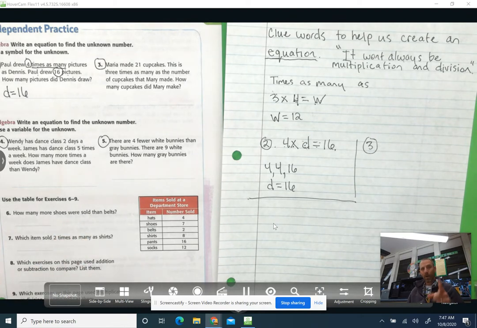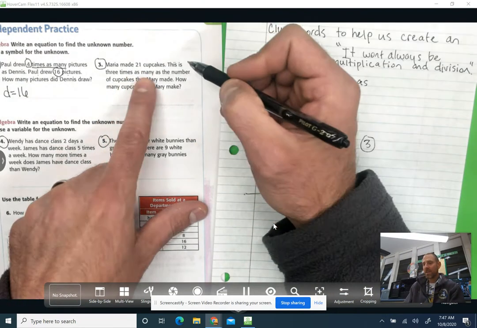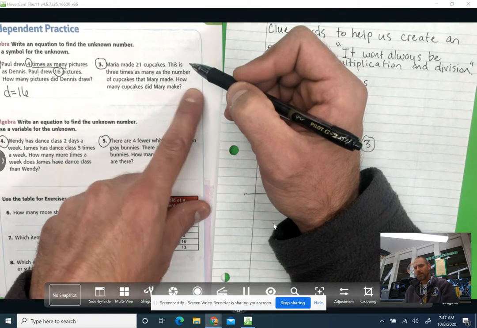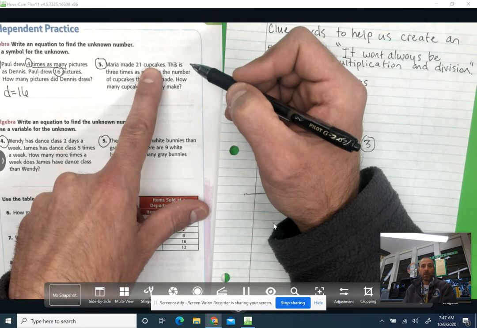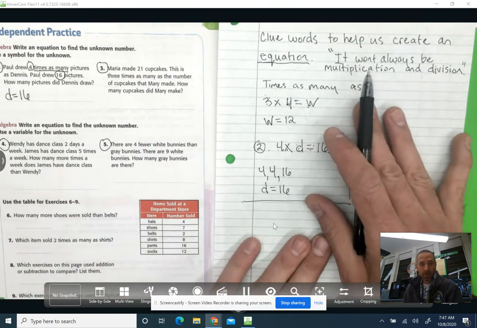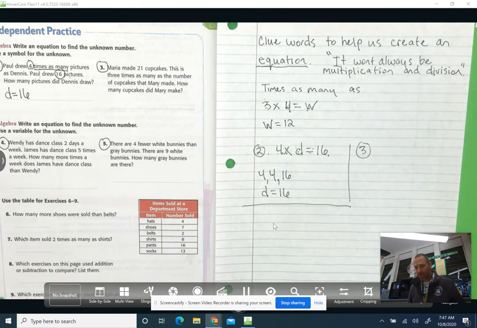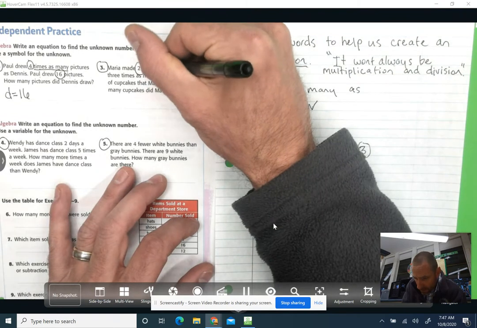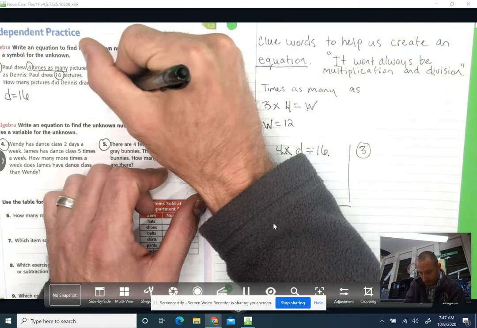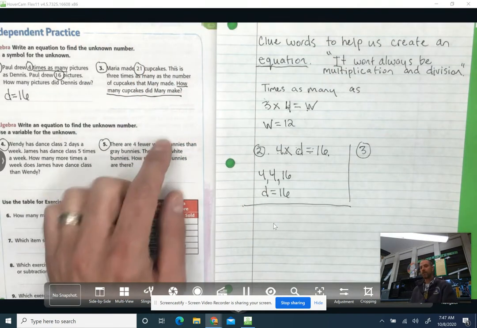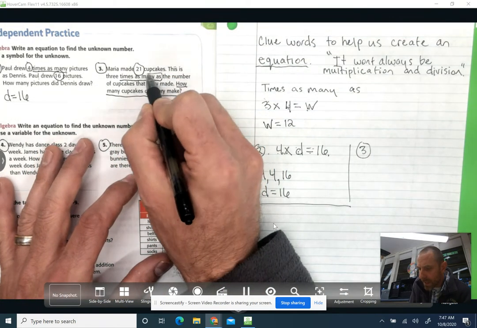You've got the number 21 in this problem. Okay, this is 3 times as many as the number of cupcakes that Mary made. So we got Maria and we got Mary. Mary made 21 cupcakes. Okay, I still haven't found my clue phrase for making my equation. I still don't know if this is multiplication yet. 21 cupcakes, and circle my numbers. Okay, how many cupcakes did Mary make? There's my question.